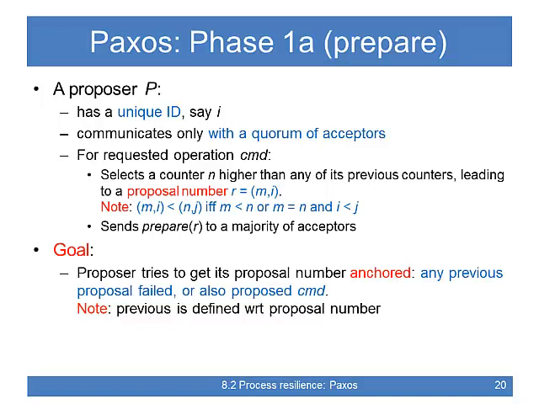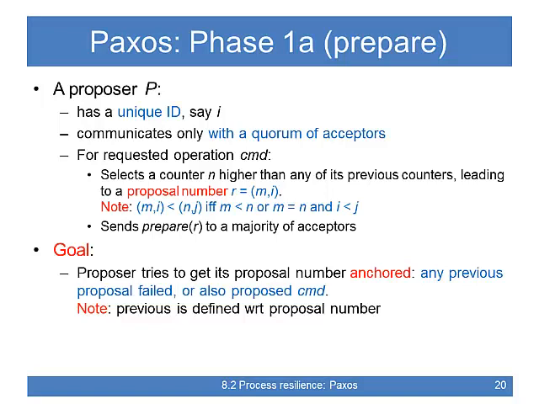It tells the acceptors. What it does is select a counter, which I've called N, that is higher than any of its previous counters. There's no magic here. It just draws a higher counter. That leads to a proposal number. This is really bad; that N should have been M. It leads to a proposal number R equals (M, I). If you read literature on Paxos, they talk about round numbers, which is why I'm using R, but I'll just talk about proposal numbers. Now, proposal numbers are ordered according to this.